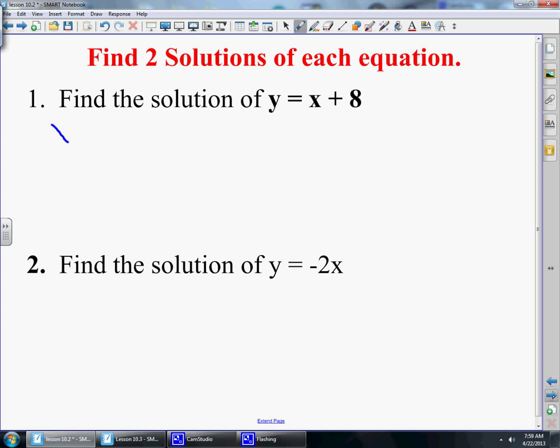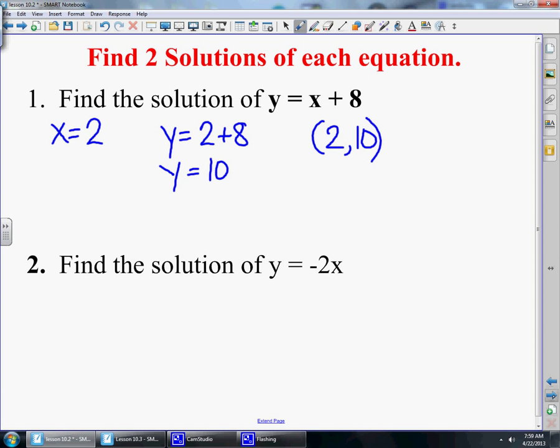I'm going to pick x equal to 2 for one of the solutions. So we'll plug in 2 for x in the equation. So we have y equals 2 plus 8. So y is equal to 10. That was pretty easy. So the solution is when x is 2, y is 10.